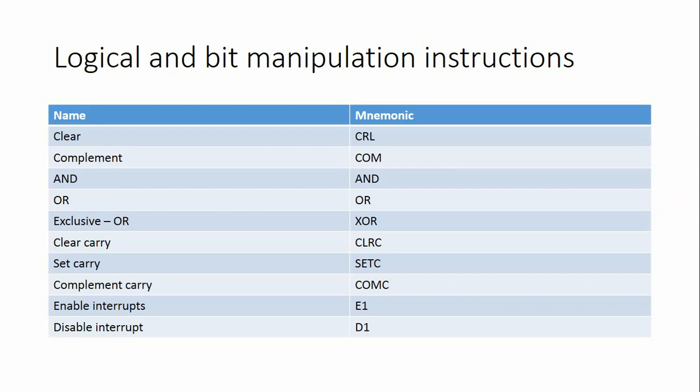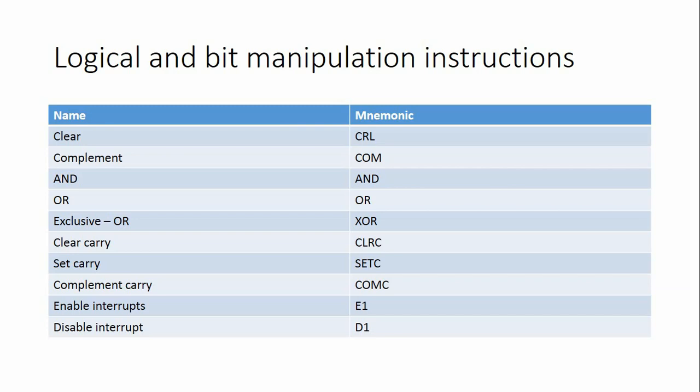Like the clear instruction. The clear instruction causes all the bits of the operand to be cleared. That is, all the bits of the specified operands are replaced by zeros. Then comes complement. The complement instruction causes the inversion of all the bits of the operand, that is, zeros are represented by ones and ones are represented by zeros.